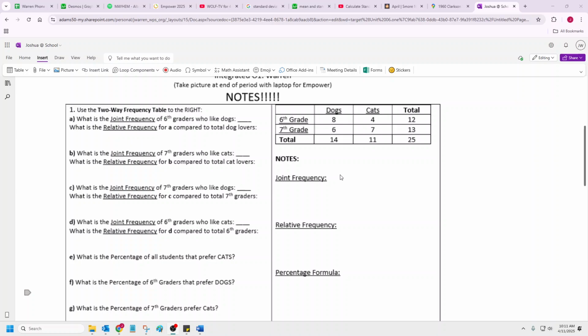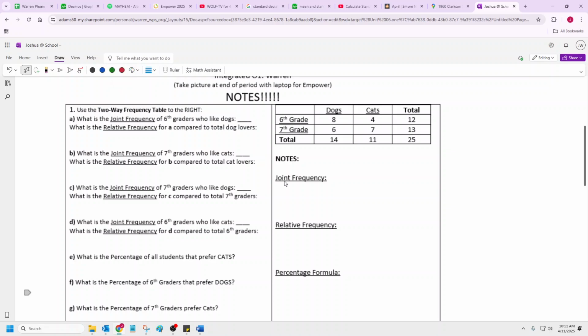So what do we mean by two-way frequency table? Let's first start with the word frequency. Frequency, think about the word frequent. How often does something happen? For instance, Mr. Warren frequently eats after 7 o'clock when he knows he shouldn't. So the frequency in which I eat after 7 is quite too high. So frequency is a count.